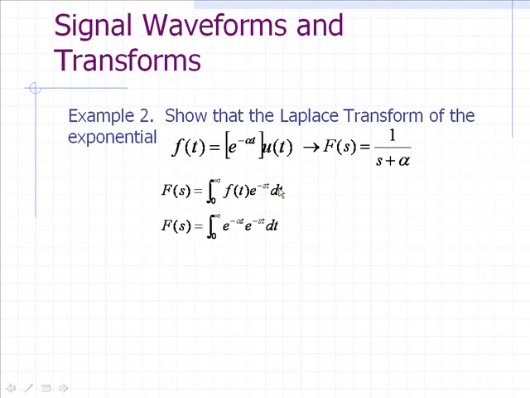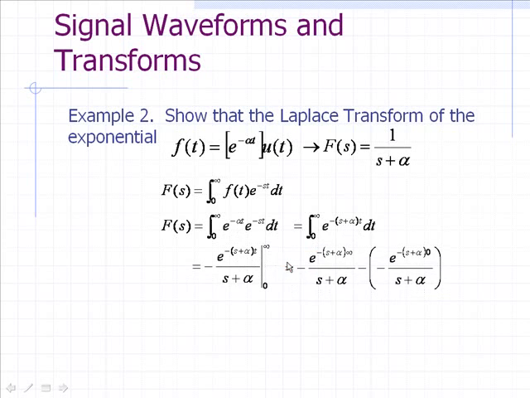Substituting e to the minus st and f of t here. Since these have a common base, we can add the exponents. And you can see it's in a form similar to the previous one, except instead of s we have s plus alpha. So we do the same type of integration. The s plus alpha goes down in the denominator with the same exponential here, evaluated from infinity to 0. 0 minus 1 over s plus alpha yields 1 over s plus alpha.